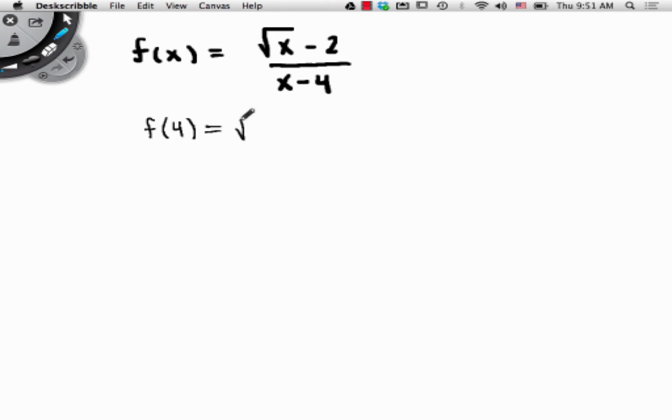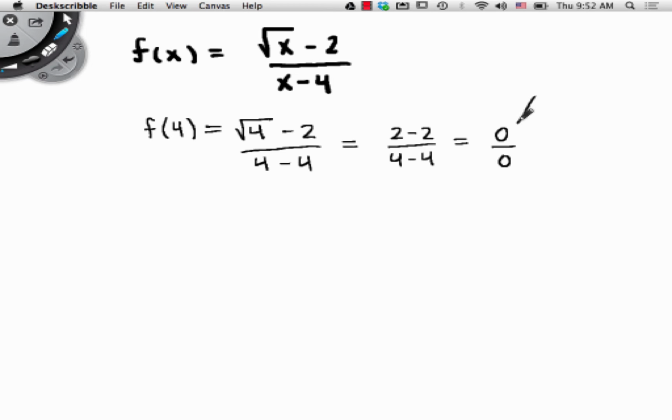So what I do is I plug in 4, and I get the square root of 4 minus 2 over 4 minus 4. Well, I already know the square root of 4. It's 2, right? So 2 minus 2 over 4 minus 4, and that gives me something called 0 over 0. This is undefined, but it's a special kind of undefined. This kind of undefined is called indeterminate.